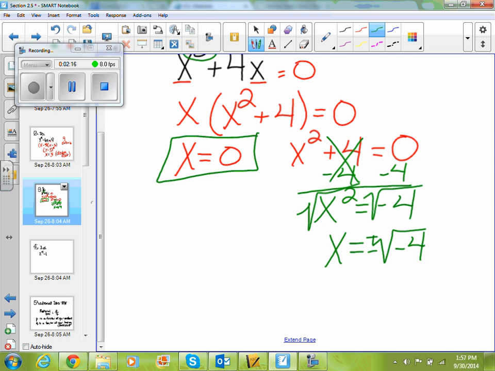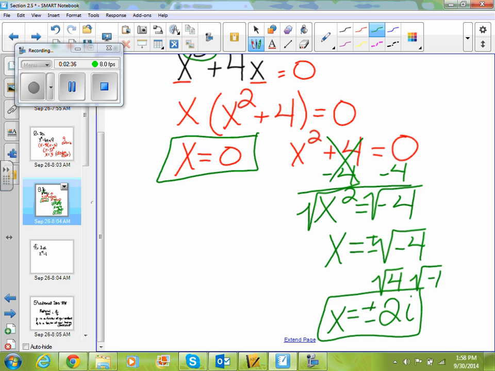But since we learned yesterday, we can simplify the square root of negative 4 by making it the square root of 4 times the square root of negative 1. We know that the square root of 4 is 2. We know that the square root of negative 1 is i. So we get x is equal to positive or negative 2i. So those are my other two solutions.